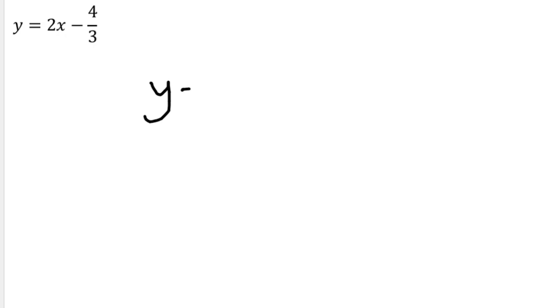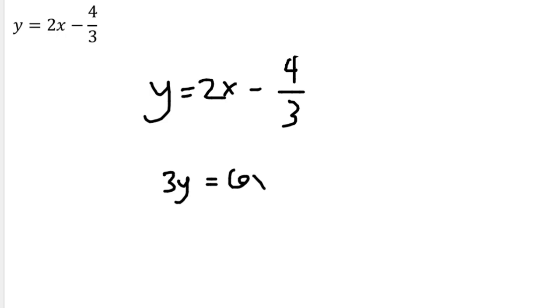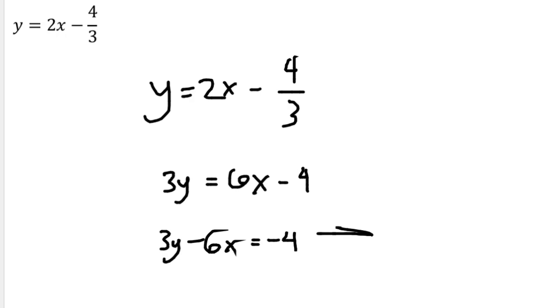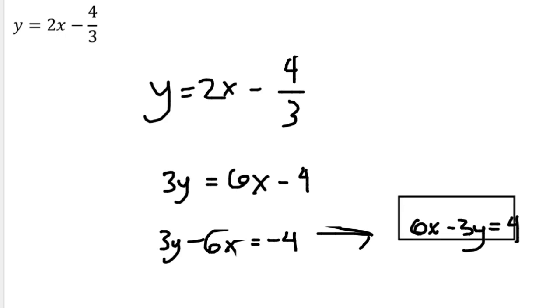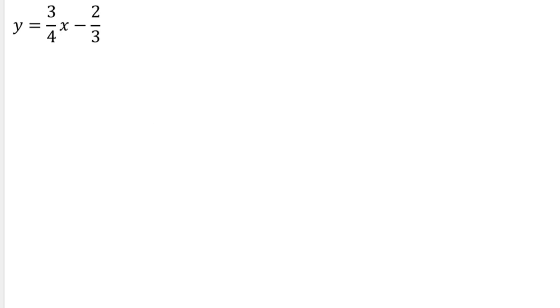Now let's try this. y equals 2x minus 4/3. Another step, we're just going to get rid of the fraction and we got this. Now we're going to move this to the left side and we got negative 4 on the right side. Now we're just going to multiply both sides of the equation by negative 1. So we got this. We just flip all the signs. Now what about this one?